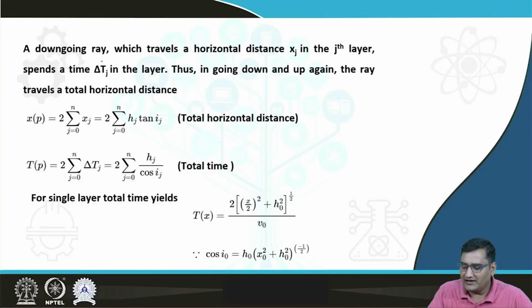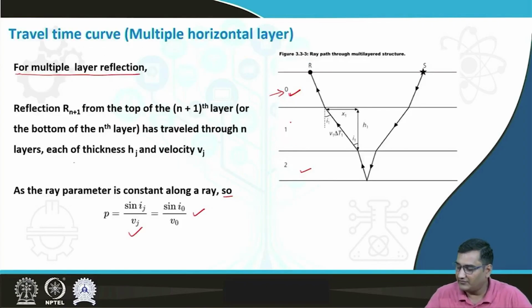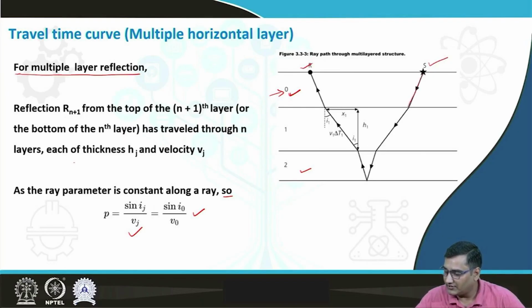A downgoing ray which travels its horizontal distance xj in the jth layer spends the time delta tj in the layer. Thus, in going down and up again, the ray travels a total horizontal distance, that is x of p, the distance as a function of ray parameter. If you look at this diagram here, this is your receiver and there you have your source. The ray is going down, refracting into the next layer and then into the other layer, and then reflecting back and traveling the path and coming to the receiver.